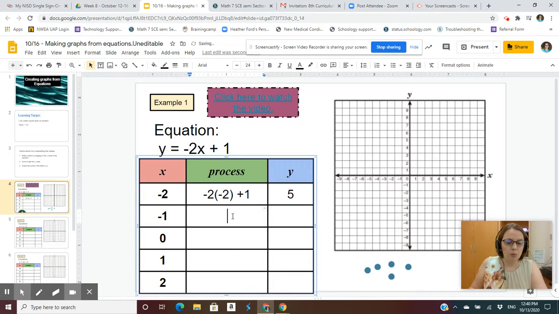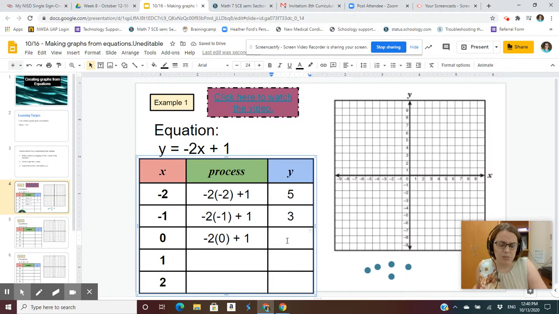Nice. Okay. And we're going to type it in again. This time it's negative 2, and our x value in the parentheses is going to be negative 1, plus 1. So negative 2 times negative 1 is a positive 2, and positive 2 plus 1 is 3. Let's try the next one. This time we're going to substitute a 0. So negative 2, parentheses, 0, close parentheses, plus 1.